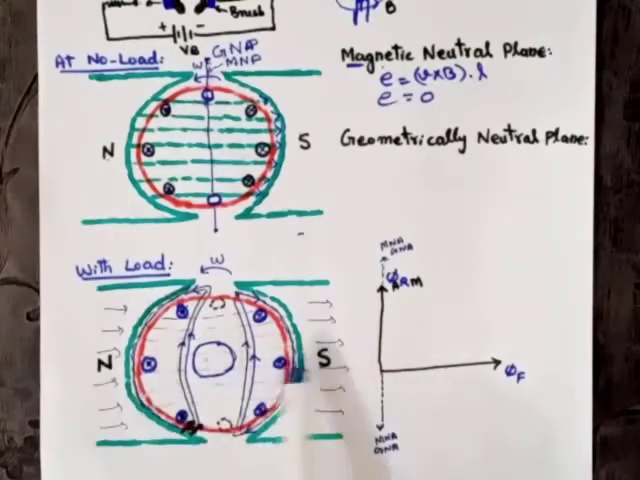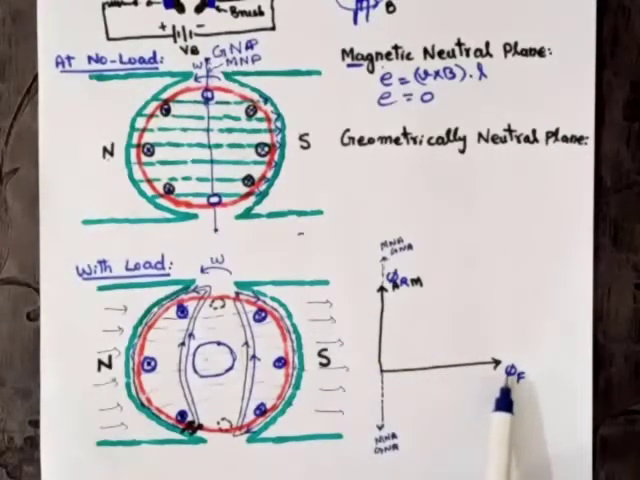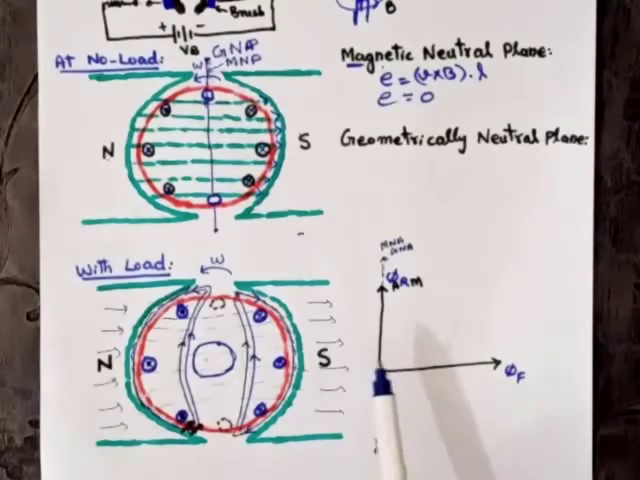You can see in this figure, this is the armature flux and this is the main field flux. Both are perpendicular to each other. The angle between the armature flux and the main field flux is shown here. This armature flux will disturb the main field flux. Due to this, the direction of this magnetic field will change. This is called the armature reaction.